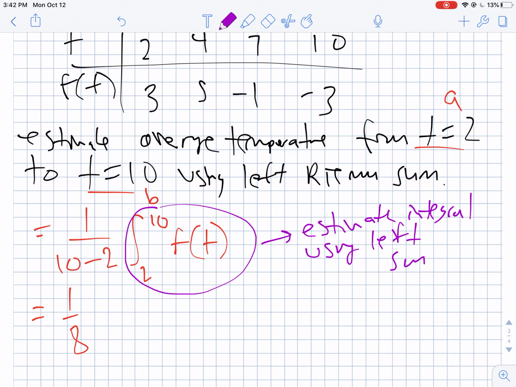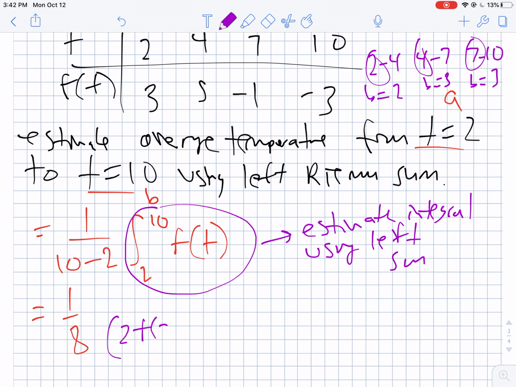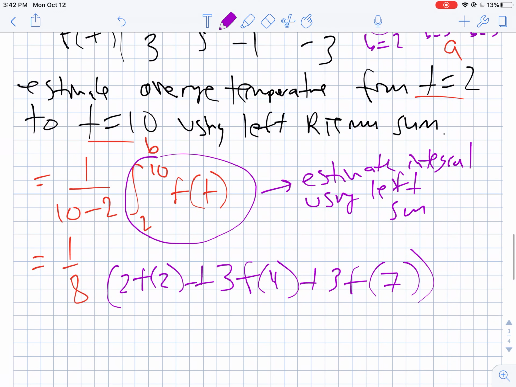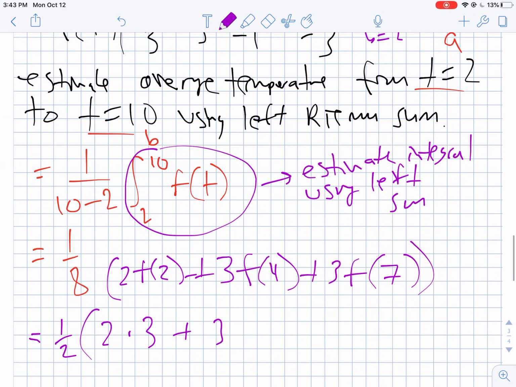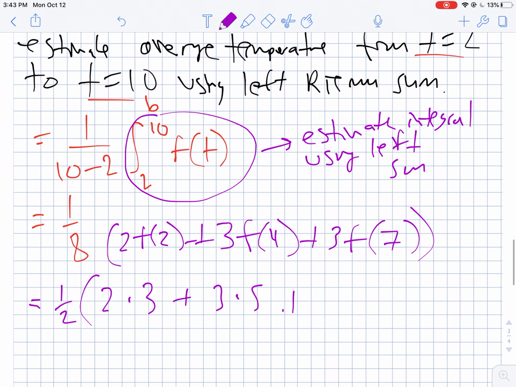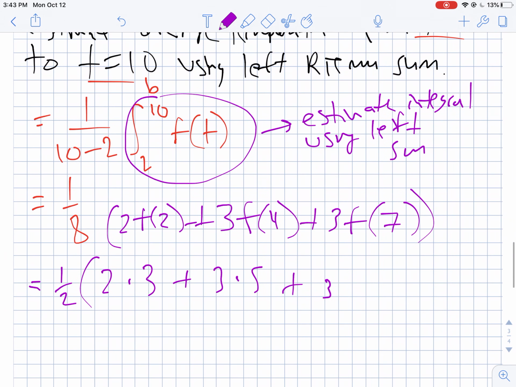We don't have an equation for f, so we're going to estimate the integral using a left sum. Okay, so let's write these out. My intervals here, I have 2 to 4, 4 to 7, and 7 to 10. So I'm using the height at the left endpoints. We have a base of 2, a base of 3, and a base of 3. So the first interval, we have 2 times f of 2 plus a base of 3 times the height at the left endpoint, plus base 3, height at the left endpoint there. So this becomes 1/8 times, let's get the values from the table: 2 times 3, plus 3 times 5, plus 3 times negative 1.